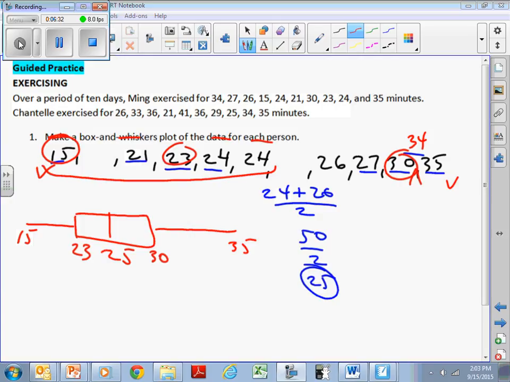So I'm going to have to draw another box. Here we go. Let's see if I can do it. 15, 16, 17, 18, 19, 20, 21, 22, 23, 24, 25, 26, 27, 28, 29, 30, 31, 32, 33, 34, 35.